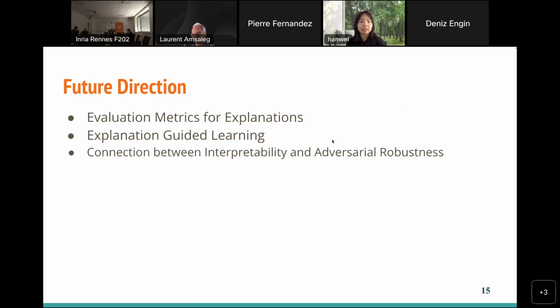the learning. Because currently we are still working on the post-hoc methods. But if we're using all these methods to guide the learning, maybe we will end up with a more interpretable and robust network. And the last thing I want to investigate is some connection between interpretability and adversarial robustness.